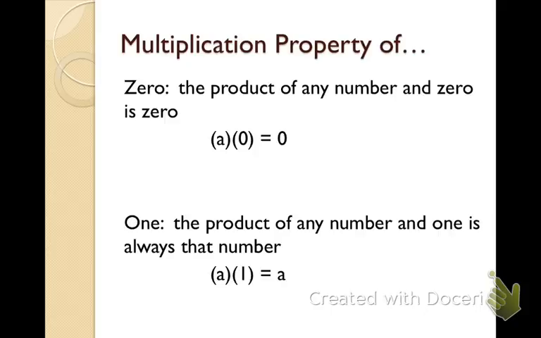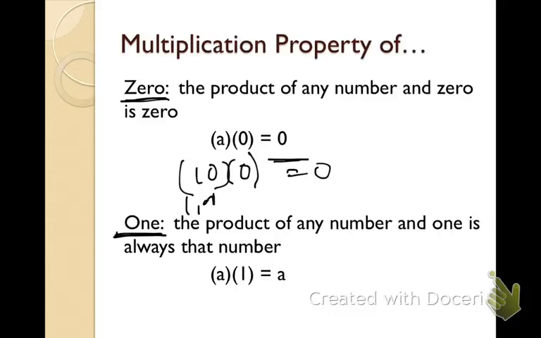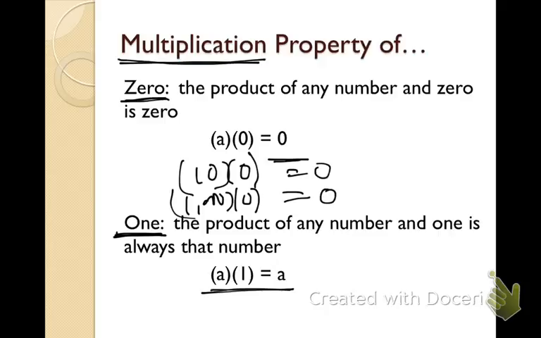So now we have the multiplication property of 0 and of 1. So the product of any number and 0 is always 0. So my 10 times 0 is still 0. And my 1,000 times 0 is still 0. But the product of any number and 1 is always that number. So this is just different. This is the multiplication properties of 0 and 1. So 1,000 times 1 is still 1,000. So go ahead, write those down. We're going to use those in a minute.